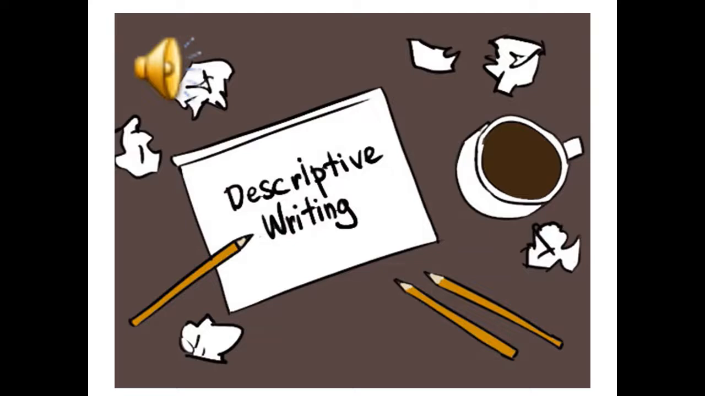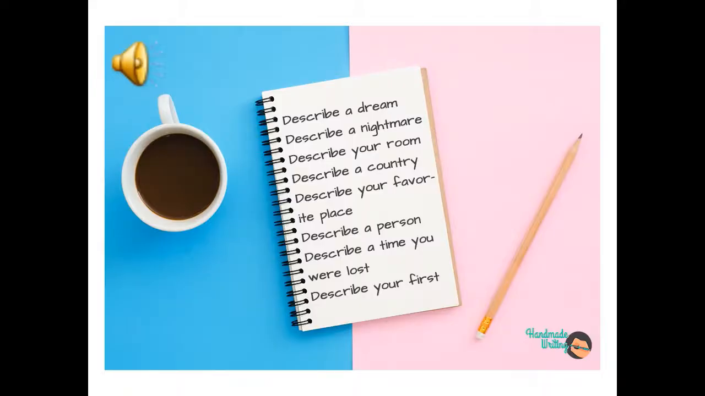Descriptive topics neither want a story nor facts and figures, but only description of what is experienced by you through your senses. As you can see from this example, the descriptive writing wants you to describe a dream, a nightmare, your room, a country, your favorite place, a person, a time you were lost, or anything that you had experienced earlier or you have some sort of ideas about.